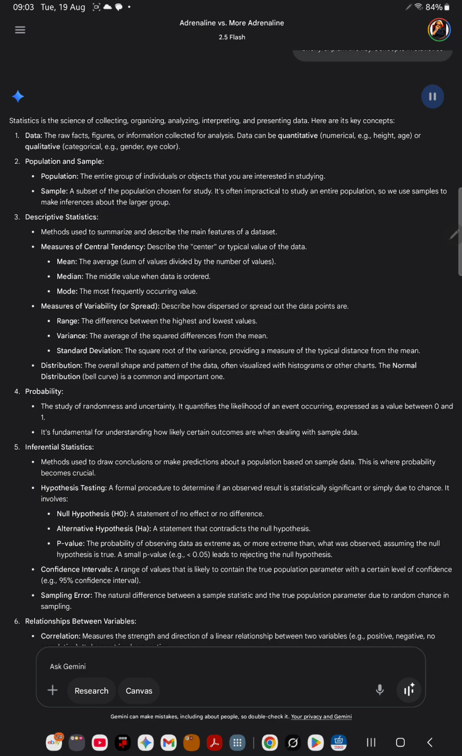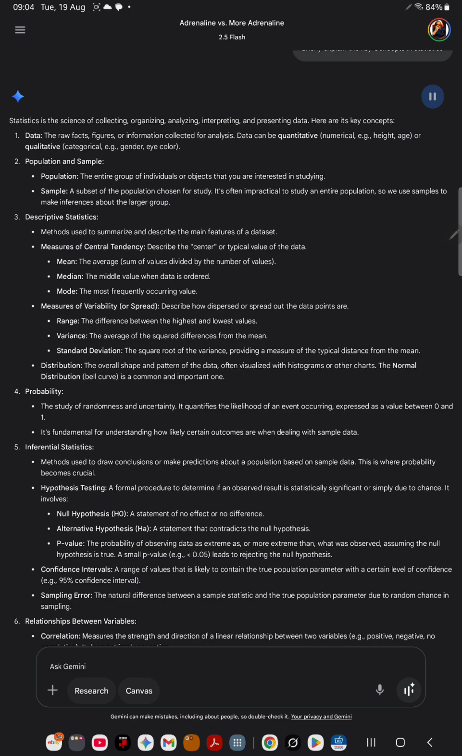5. Inferential statistics: methods used to draw conclusions or make predictions about a population based on sample data. This is where probability becomes crucial. Hypothesis testing: a formal procedure to determine if an observed result is statistically significant or simply due to chance. It involves the null hypothesis, H0, a statement of no effect or no difference, and the alternative hypothesis, HA, a statement that contradicts the null hypothesis.